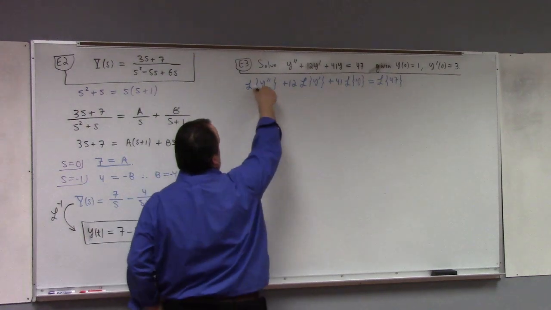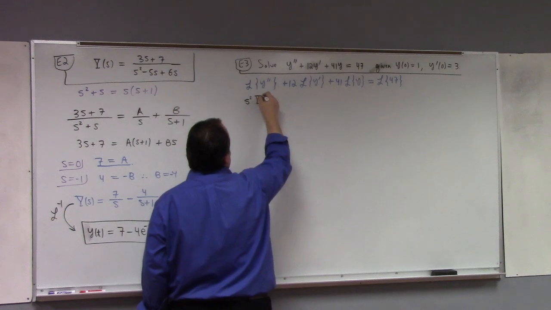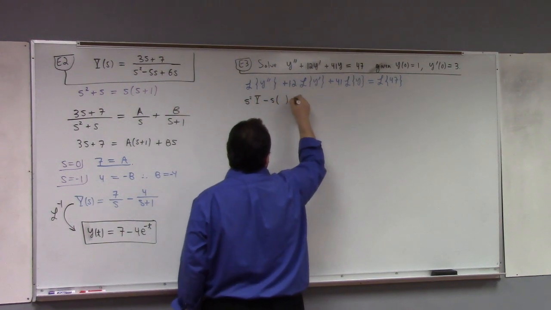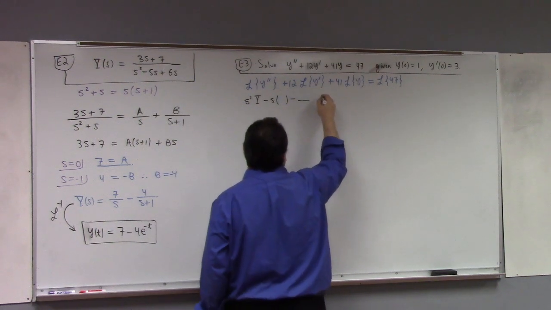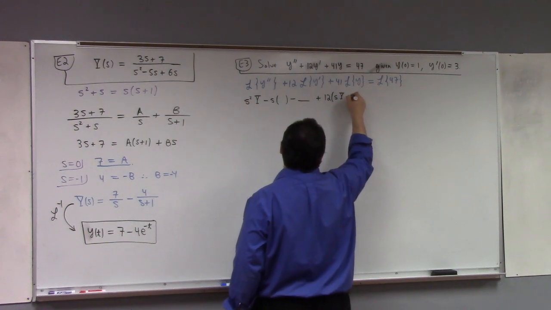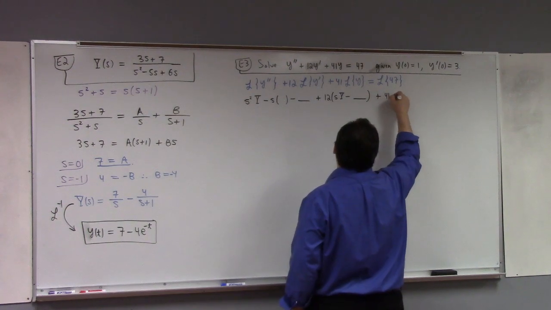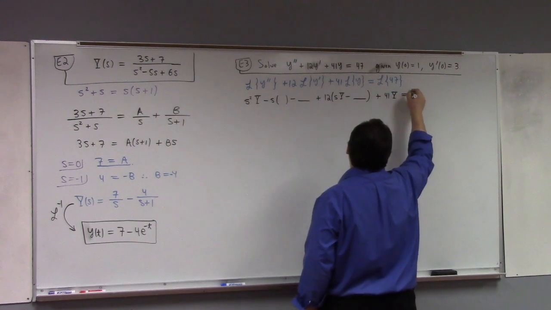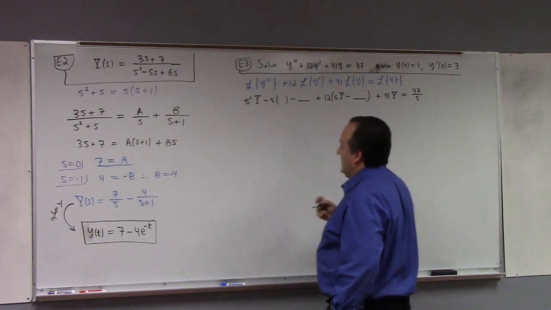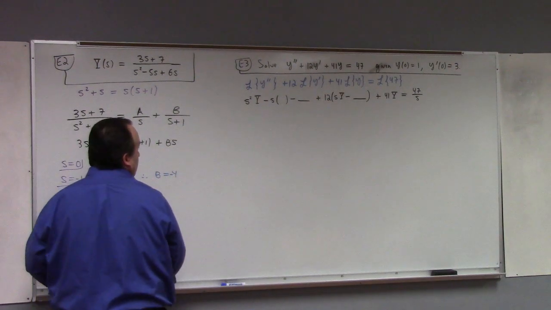Now this gives you s squared times big Y, all right, minus s times something minus something else. You fill in the blank for me. Plus 12 times s times big Y minus something, you fill in the blank for me, plus 41 times big Y. The Laplace transform of 47 is simply 47 over s. So help me out. Let's fill in these blanks.